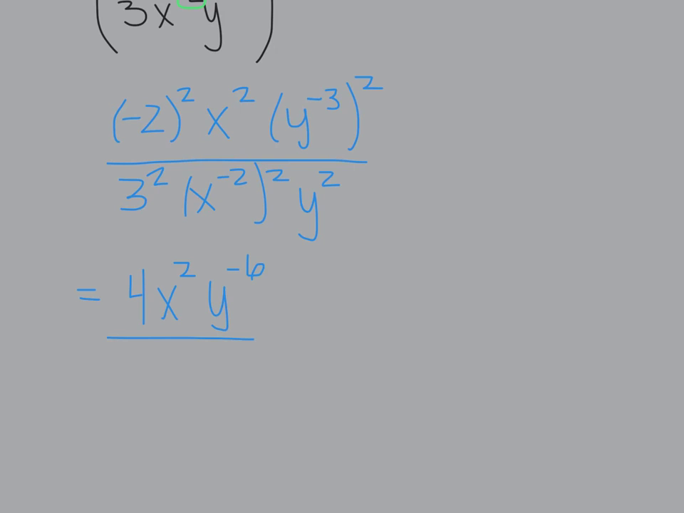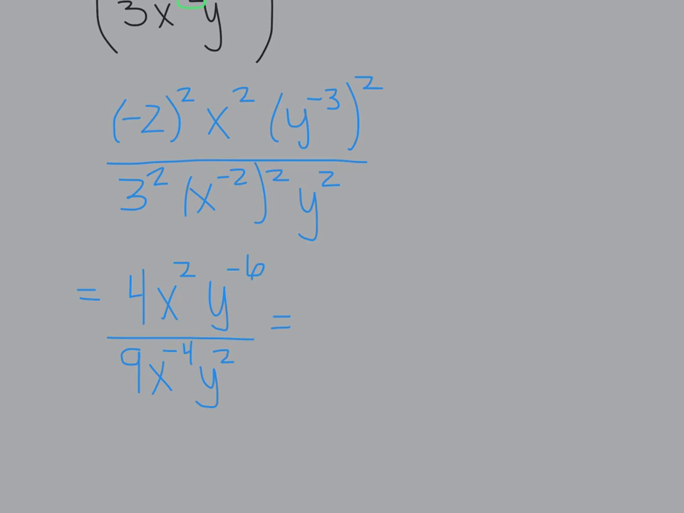3 squared, 3 times 3 gives us a 9. And then we've got x to the negative 2 squared. We have an exponent to an exponent, so we multiply. We get x to the negative 4. And then y squared.